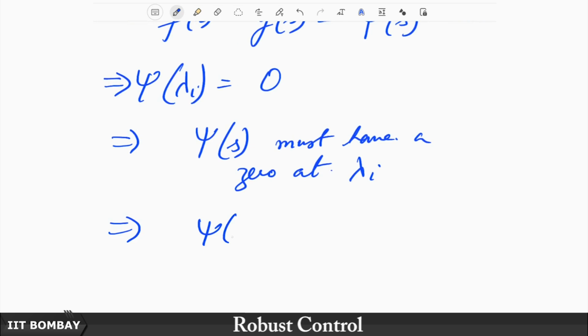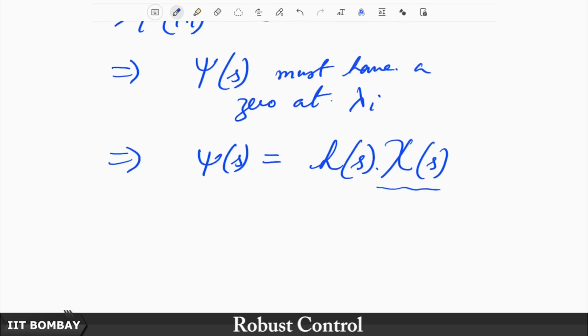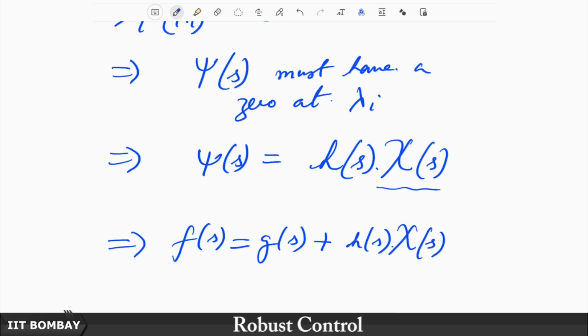Therefore, psi(s) must be equal to some H(s) times the characteristic polynomial. I do not know what H(s) is, it could be a constant for all I care, it could be anything. But the point is that this psi(s) can vanish at other places also, but at least wherever s is equal to an eigenvalue of A, it must vanish. So, it must have the same roots as the characteristic polynomial of A. It could have other roots as well, characterized by H, but whatever is a root of the characteristic polynomial must also be a root of this psi. So, it implies that F(s) is equal to G(s) plus H(s) times chi(s).